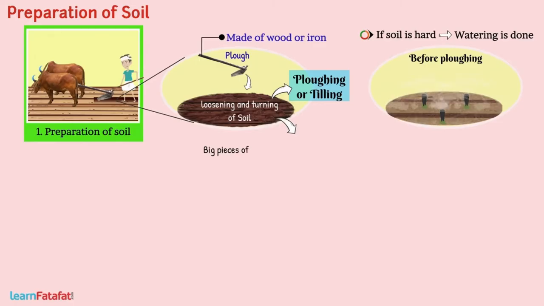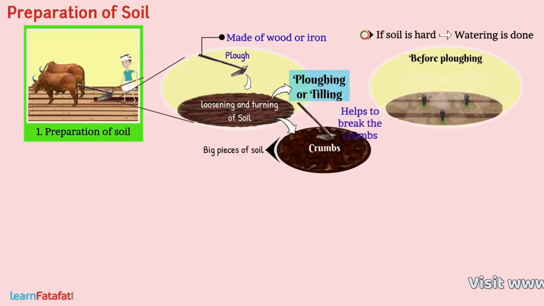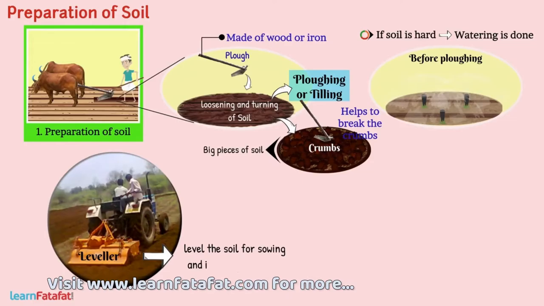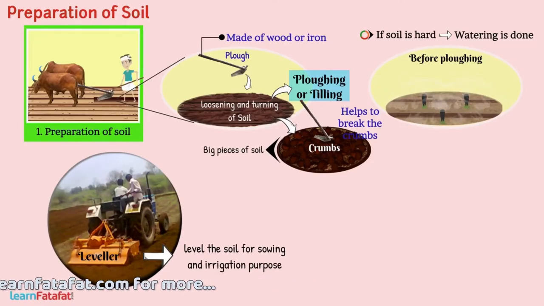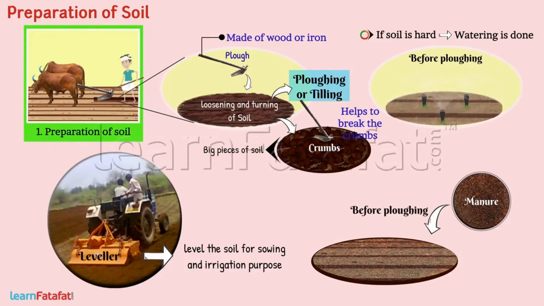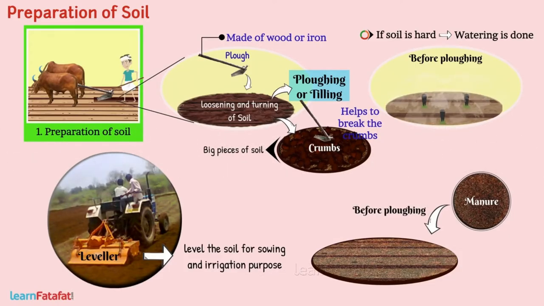Plowing forms big pieces of soil called crumbs. A plank helps to break the crumbs further. A leveler helps to level the soil for sowing and irrigation purposes. Sometimes manure is added in the soil before plowing to mix it properly.